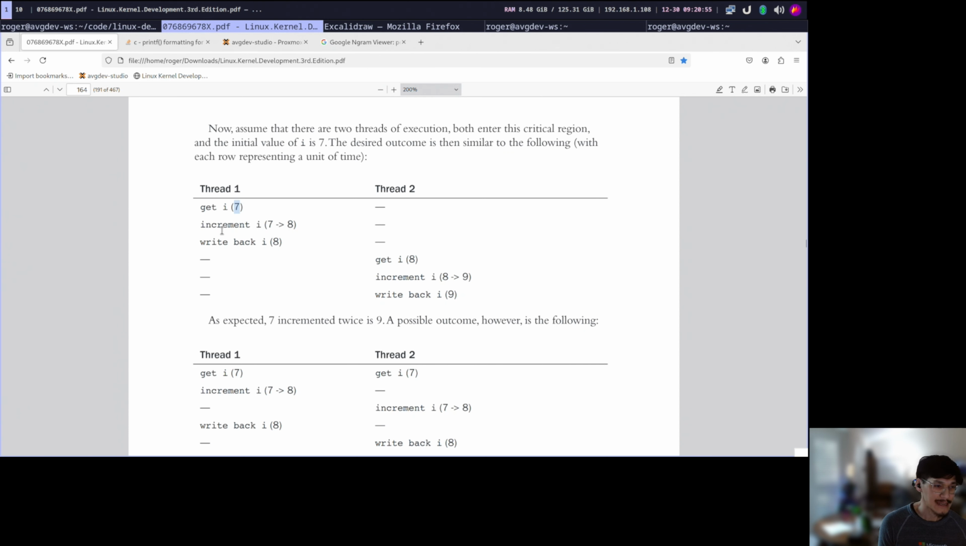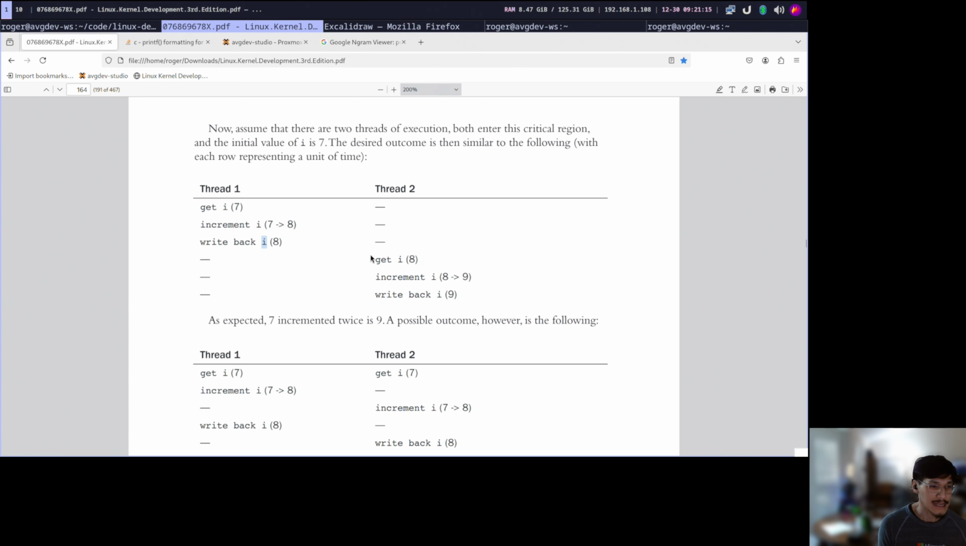Okay, now going back to thread 1, we increment I from 7 to 8. This is the register part, and then we write back I right away. So we update the memory location that represents I with 8.